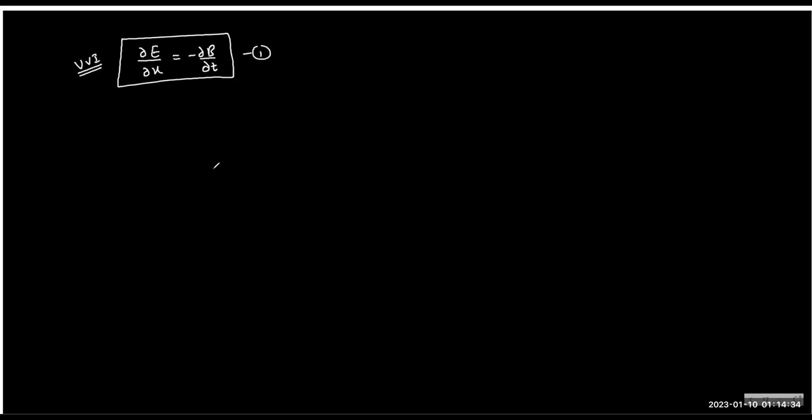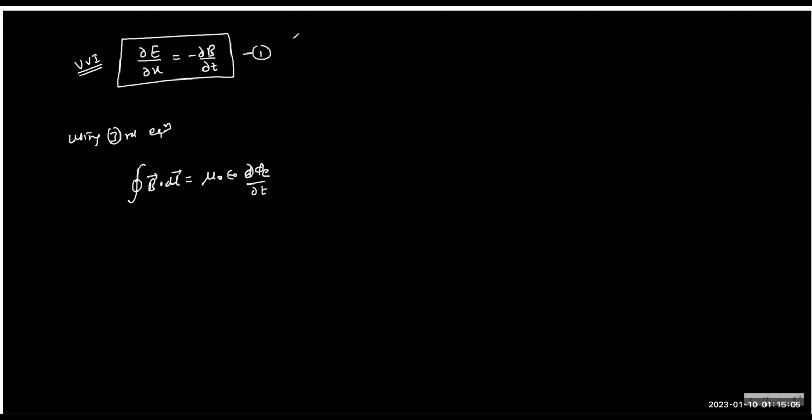Okay. Now using the third equation, we have to derive another relation. The third equation was what? B dot dl equals mu naught epsilon naught del phi by dt. I hope this is the answer, if you remember.